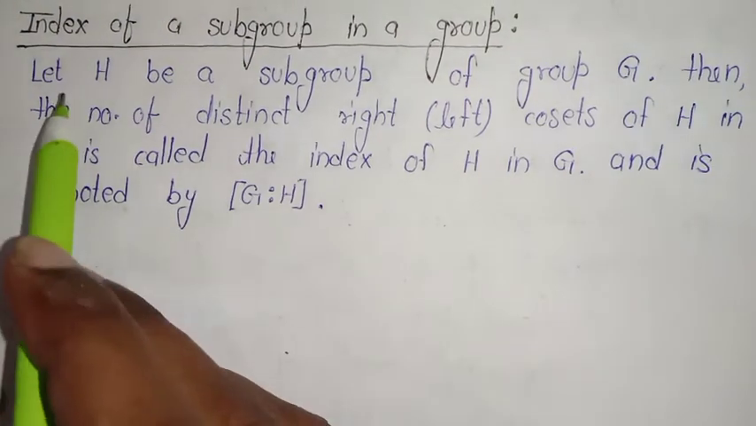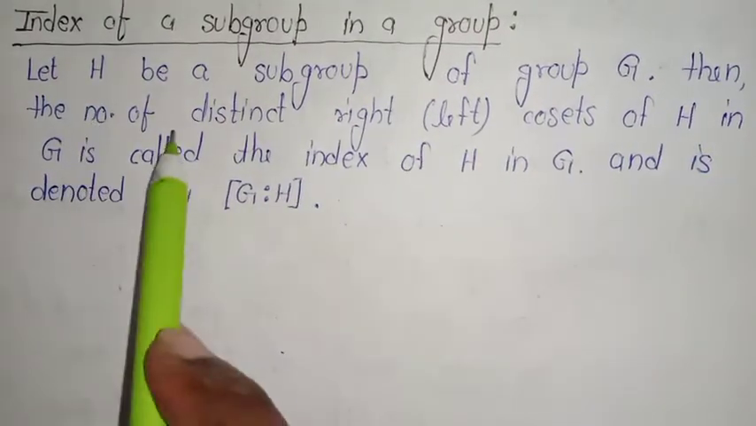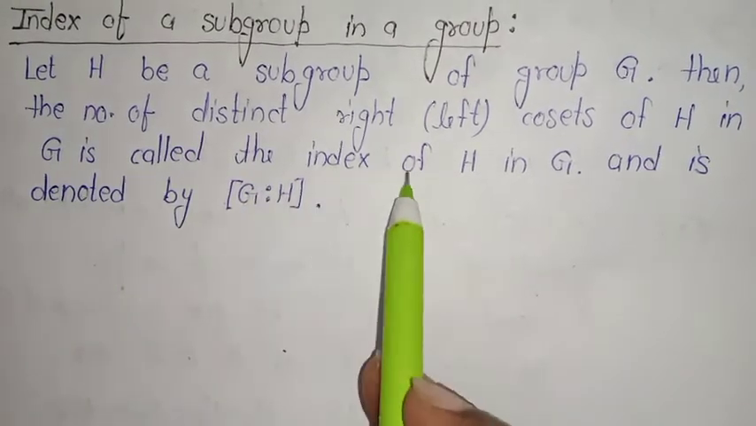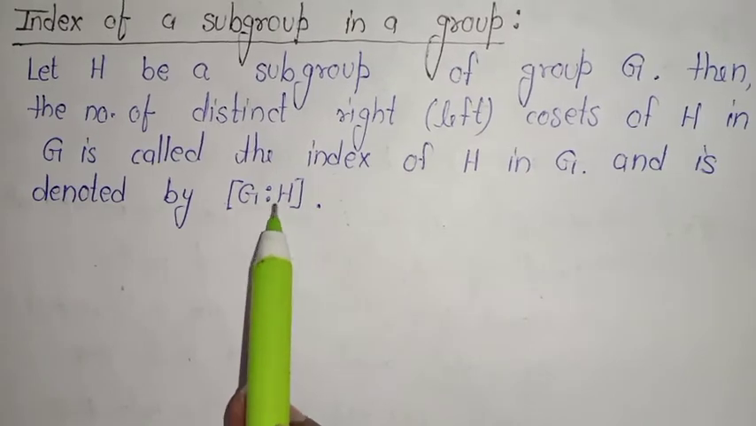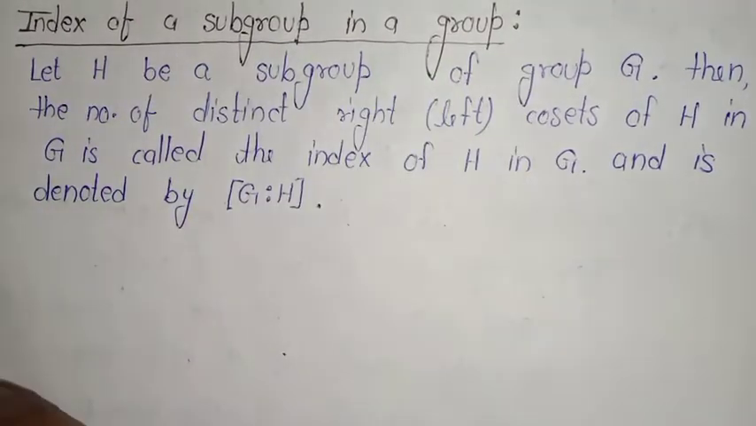Now the definition is: let H be a subgroup of a group G, then the number of distinct right or left cosets of H in G is called the index of H in G, and it is denoted by G ratio H. This is the way in which we can denote the index of a subgroup in a group G.